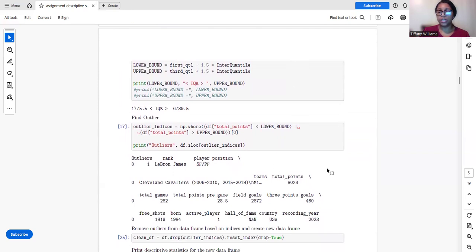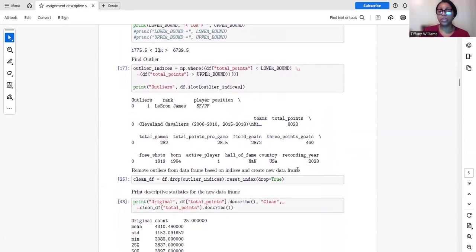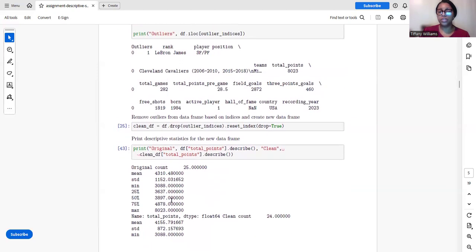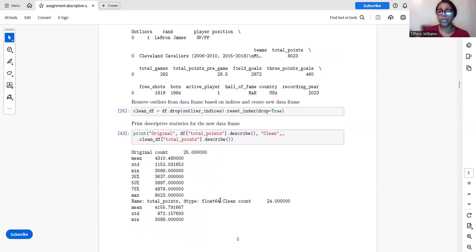with 8,023 points. So I went ahead and removed that outlier, and I printed out the original descriptive statistics as well as the clean statistics. So you can see here the count is 24 for the clean. The original is at 25, so we did remove that outlier. The mean came down some. The standard deviation decreased greatly, so removing some of that variability within the data set as well.